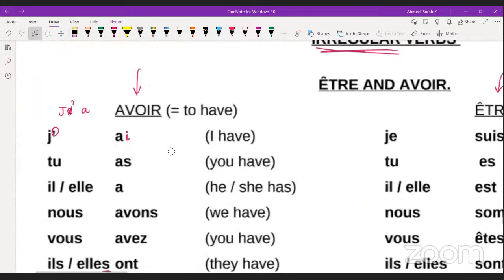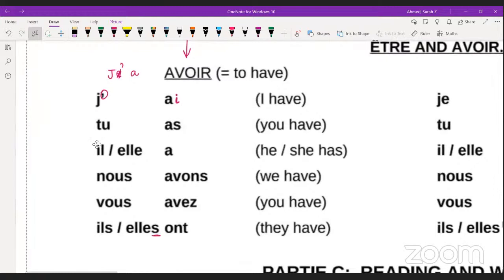So let's try to memorize it together. We have j'ai, tu as, il a, nous avons, vous avez, ils ont.